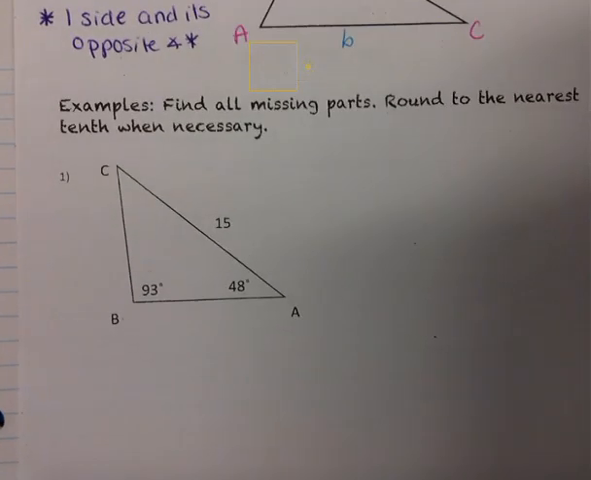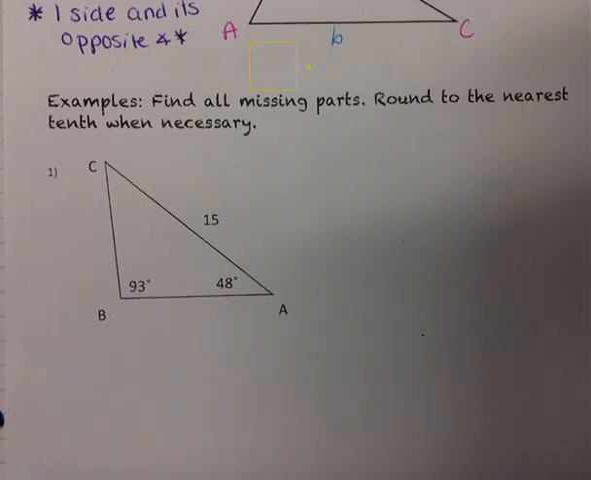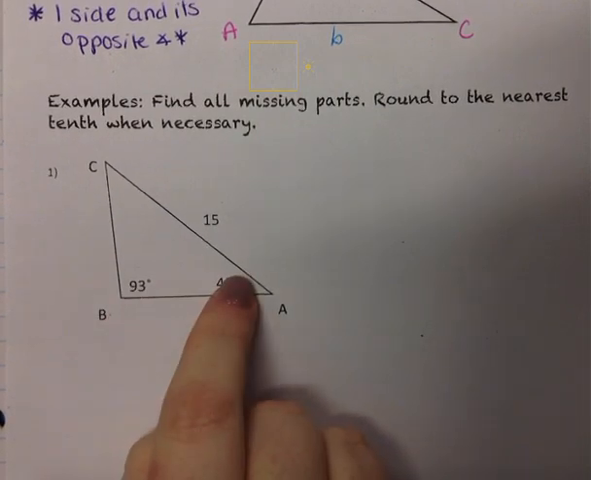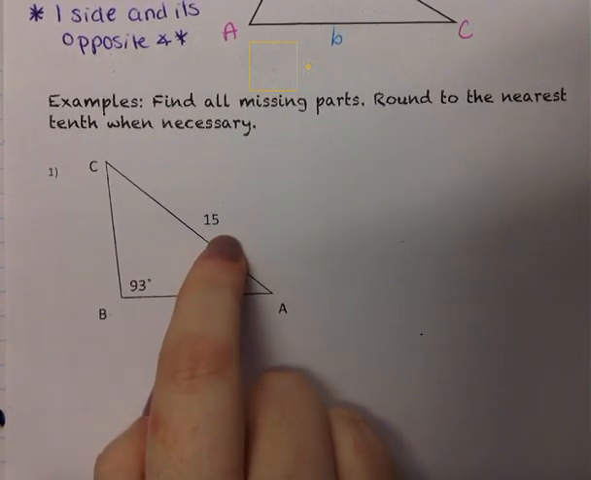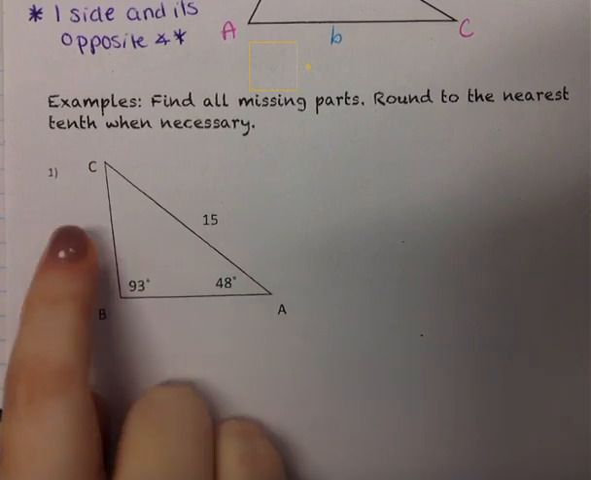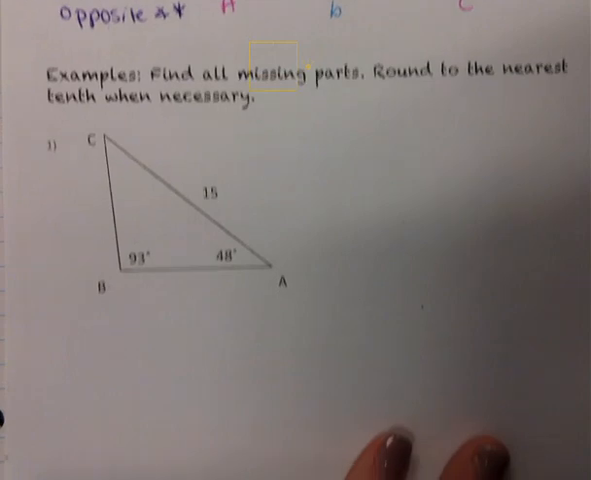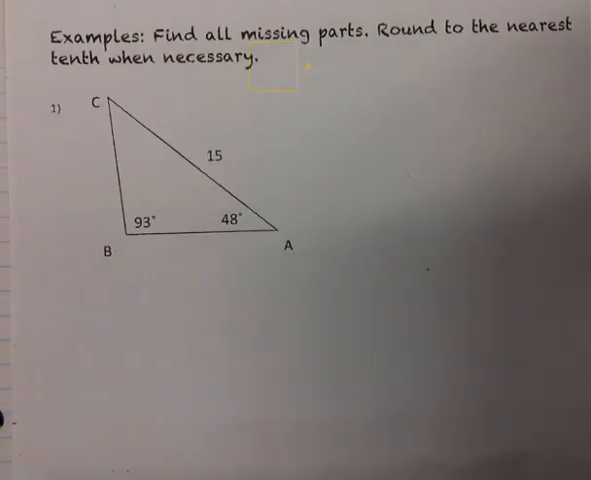So these examples say find all missing parts. We're going to round to the nearest tenth when necessary. So on this problem, we have big B, we have big A, and we have little b. So we're missing little a, little c, and big C. Now what I like to do to make sure I keep things nice and organized is I like to put this into a chart using the angles and the sides.